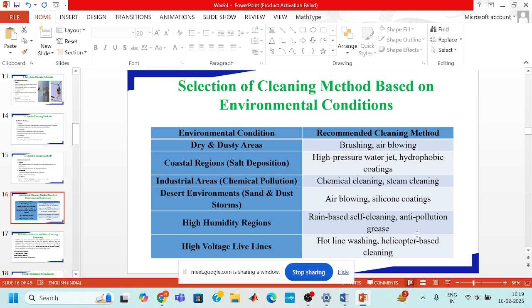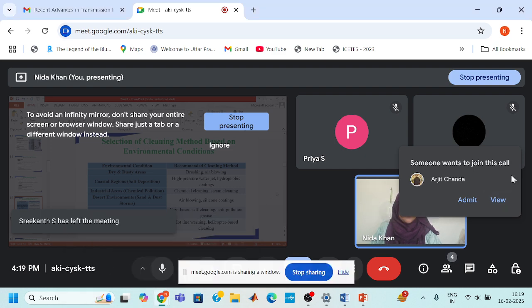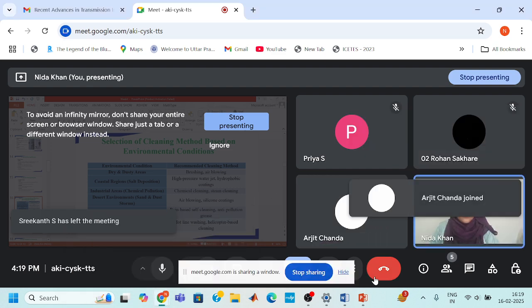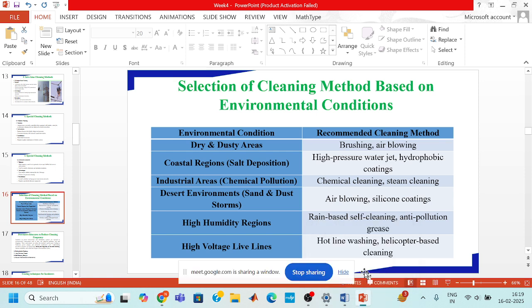In industrial areas where there is chemical pollution, we require chemical cleaning and steam cleaning. In desert environments where sand and dust deposition occurs, the manufacturer recommends air blowing and silicone coatings. In high humidity regions, rain-based self-cleaning and the anti-pollution grease method can be used, and in high voltage live lines, we use hot line washing, and helicopter-based cleaning can also be used for cleaning the insulators.